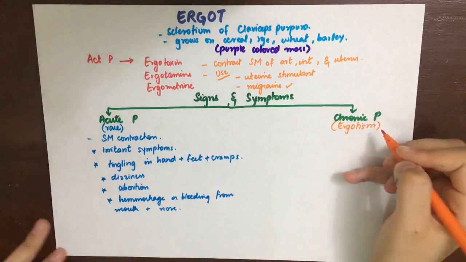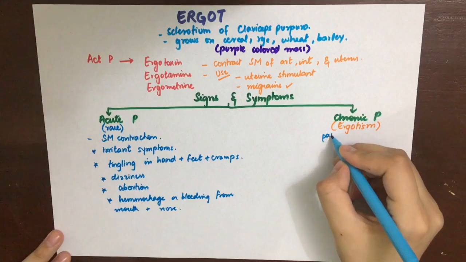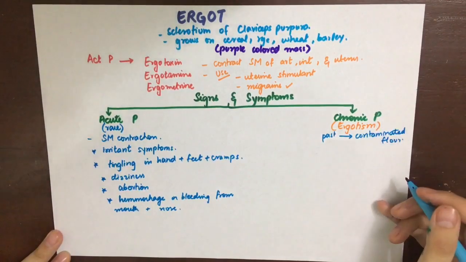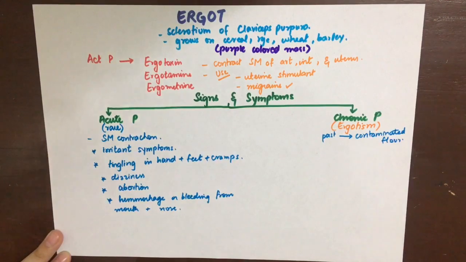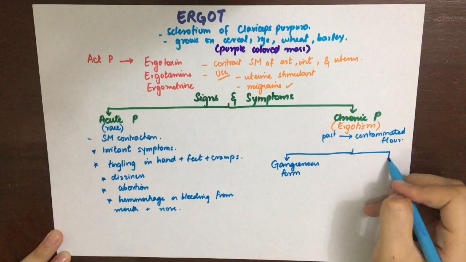Was more common actually, it's not common now. The chief symptoms are due to GI catarrh, that means inflammation of the GI mucous membranes. The GI catarrh is followed by two forms of ergotism. First is the gangrenous form, and the second is the convulsive form.